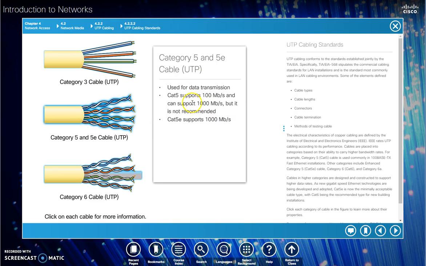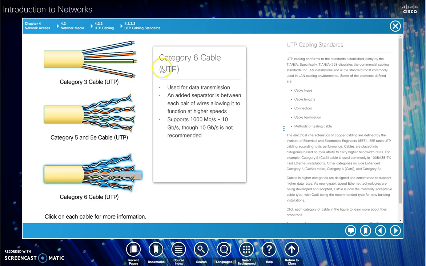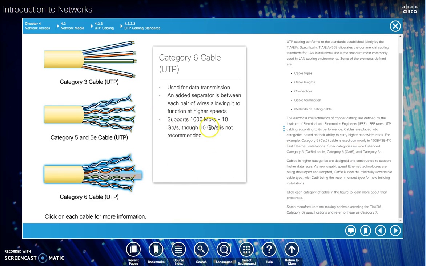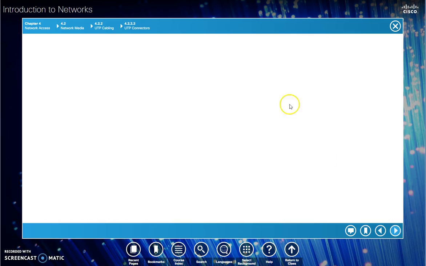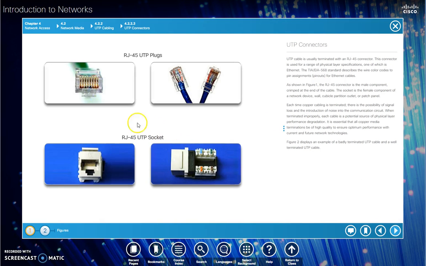Category 5 supports 100 megabit, can do full gig if you do it right. Cat 5e does a full gig. Now Cat 6 was coming out here. It supports full gig to 10 gigs if you do it right. Not recommended. It will wear it out. These do better over distances as well. They're coming out with more later on, of course.